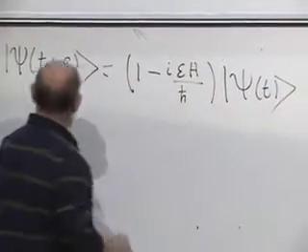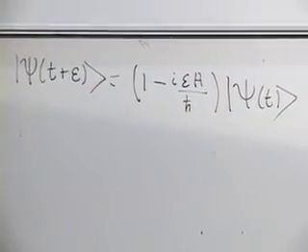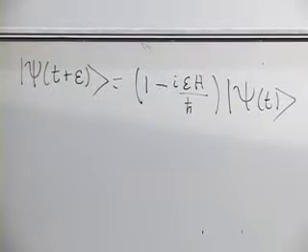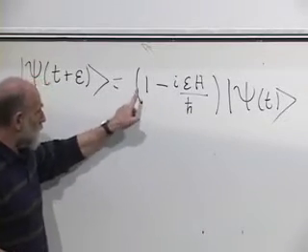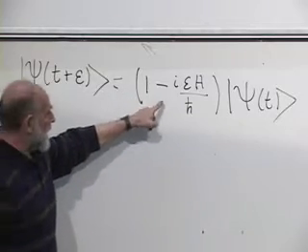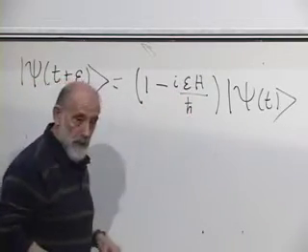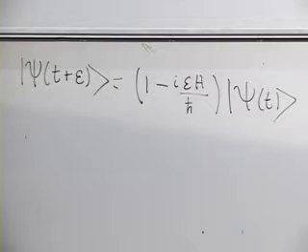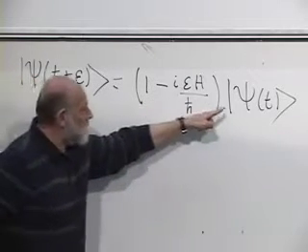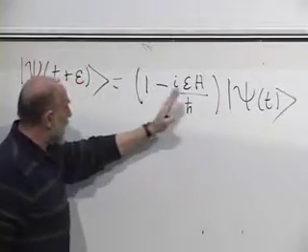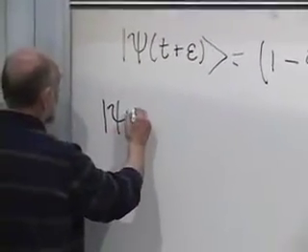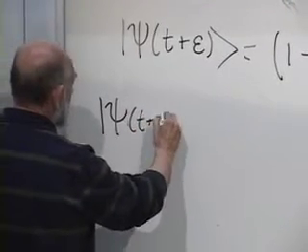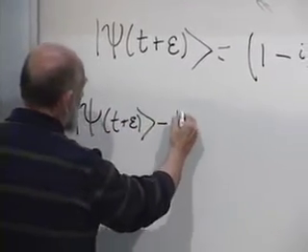Okay, so to move ahead, to push ahead a little bit in time, you apply u. But u is 1 minus i epsilon H over h bar. Okay, let's manipulate the equation a little bit. First of all, the 1 times psi just gives psi, and we can transpose it over to the left-hand side. So we can write this as psi of t plus epsilon minus psi of t.